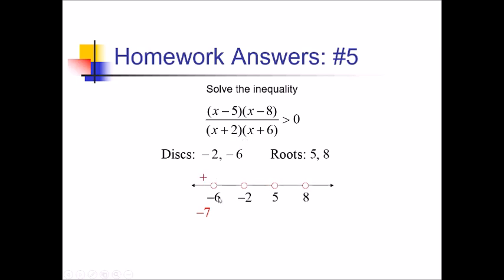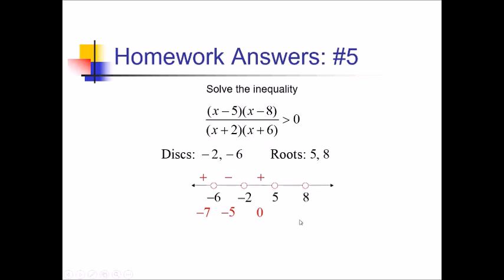Next, between negative 6 and negative 2, let me use negative 5. Negative 5 minus 5 is negative, minus 8 is negative, plus 2 is negative. The only one that comes out positive is negative 5 plus 6. So I have 3 negatives. An odd number of negatives gives me a negative. Between negative 2 and 5, I'm going to be going easy here and using 0. 0 minus 5 is negative, minus 8 is negative, plus 2 and plus 6 both come out positive. 2 negatives up here just gives me a positive overall.